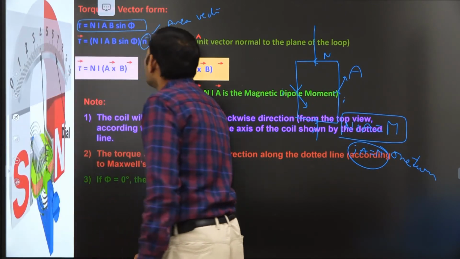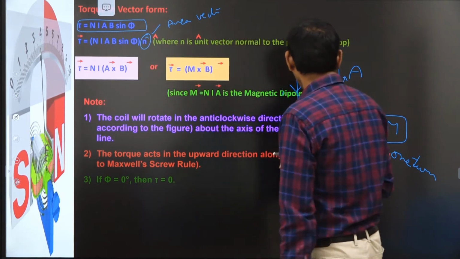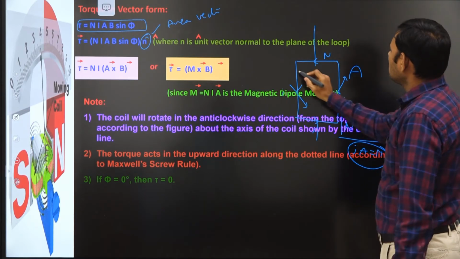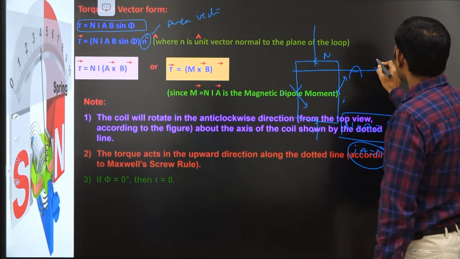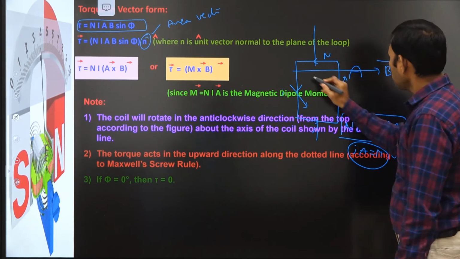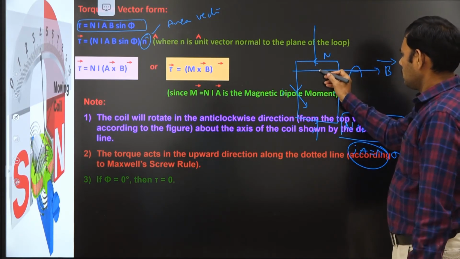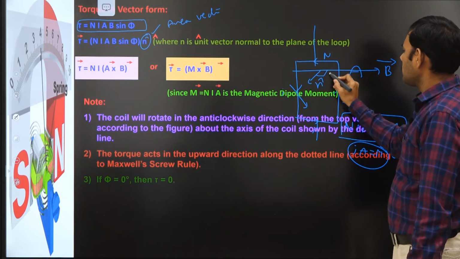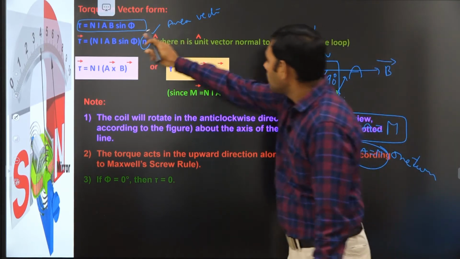Here are some extensions to this formula. Tau is equal to NIAB sin pi. Suppose we have a coil like this. If the magnetic field is simply parallel to the face of the coil, then the area vector, that is n cap, is making a 90 degree angle, then torque is maximum, sin 90.